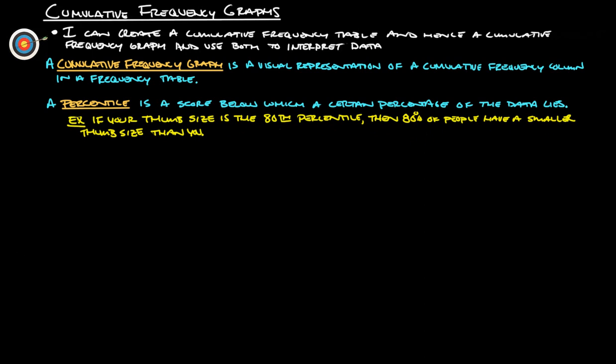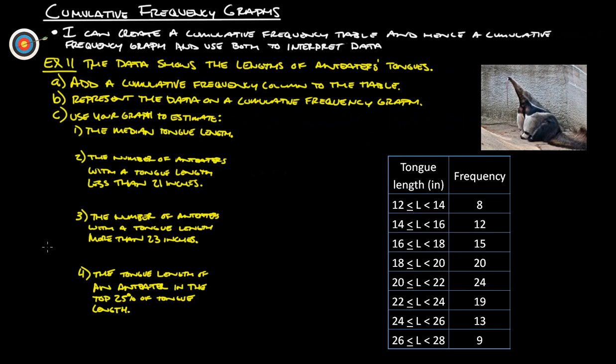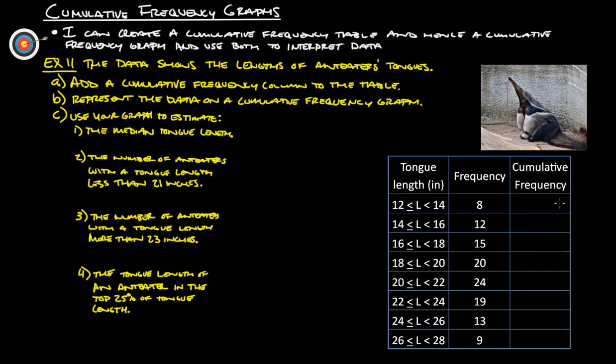All right, now with that, let's take a look at an example here. Example 11, the data shows the lengths of an anteater's tongues. First thing, add a cumulative frequency column to the table. I can do that really easy. Look, there, done. So we're going to add a cumulative frequency column to the table.